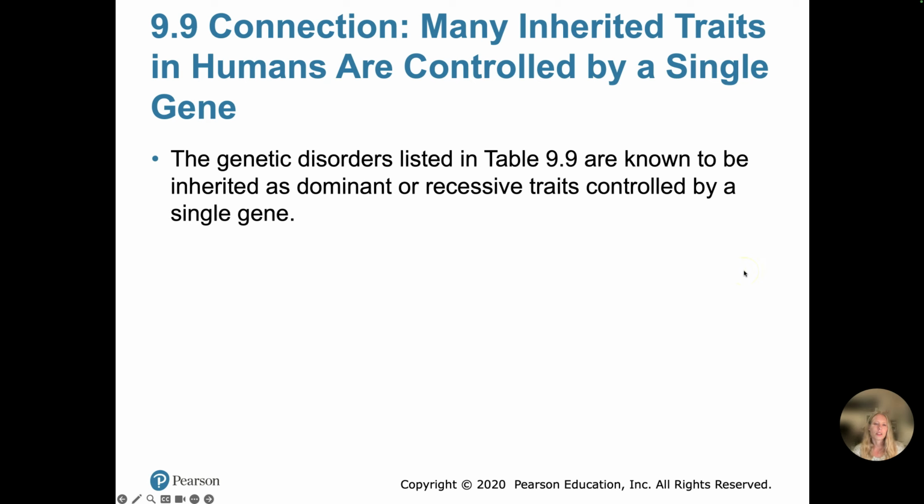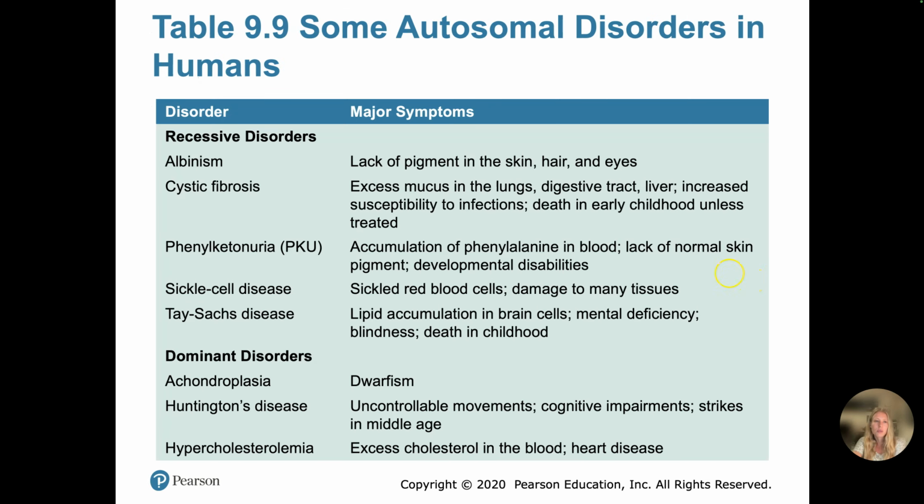The genetic disorders listed in the table on the next slide are known to be inherited as dominant or recessive traits controlled by a single gene. So we're going to look at a few examples. We have the disorders here on the left and then the major symptoms on the right. The disorders are grouped by recessive disorders and dominant disorders. So we're going to talk through each of these. We'll talk through the recessive disorders first.